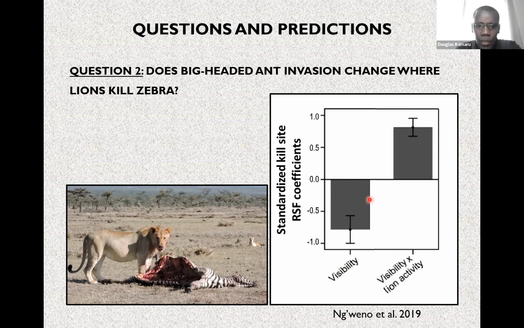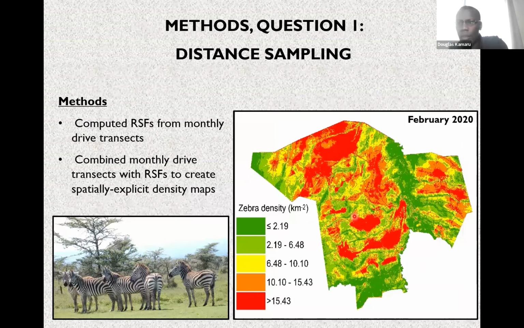And this shows that lions were more successful at killing zebras in areas of low visibility, which was characterized by high tree cover. Now, to answer my first question, how does the big-headed ants invasion alter habitat selection by zebra, which are primary prey species for the lions? I randomly selected about 12 transects cutting across the entire conservancy.